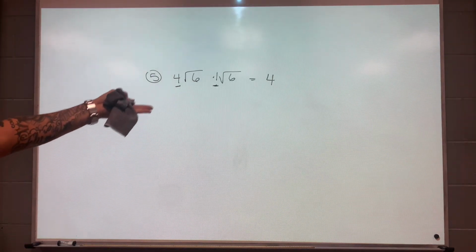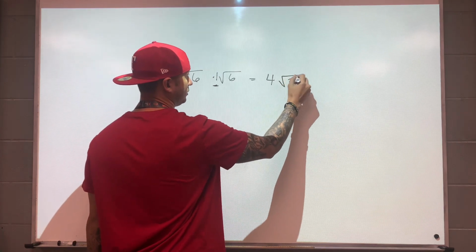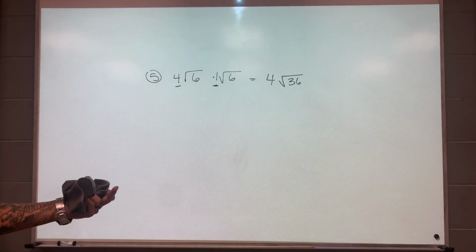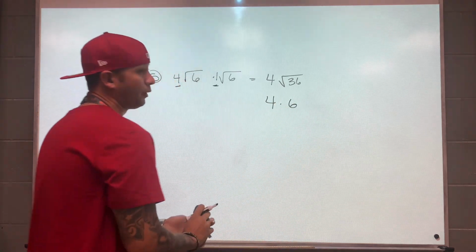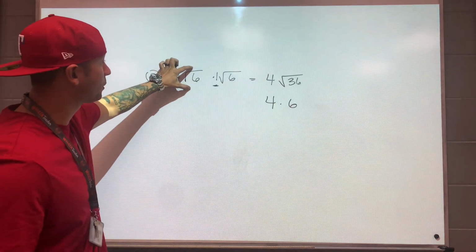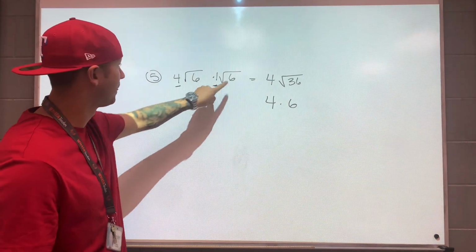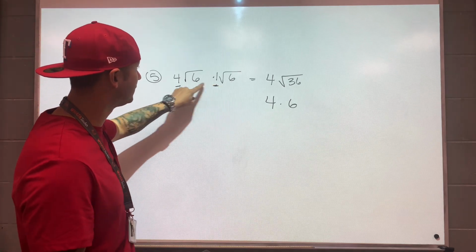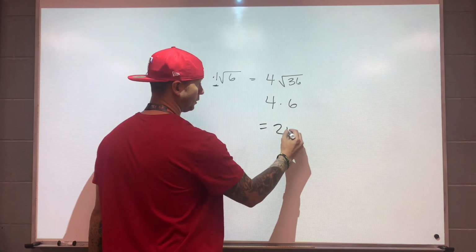Then inside part times inside part. So this is going to be root 36. 36 is a perfect square. So it's going to be 6. Another way to look at it, when you're multiplying square roots and the arguments match, the part inside matches, well then the product is just the part that's on the inside. So 6. So 4 times 6 would be 24.